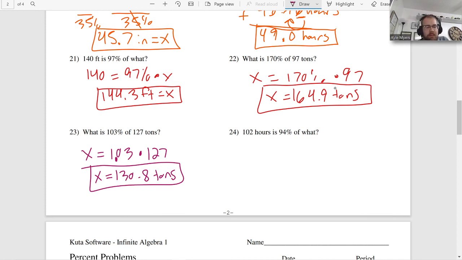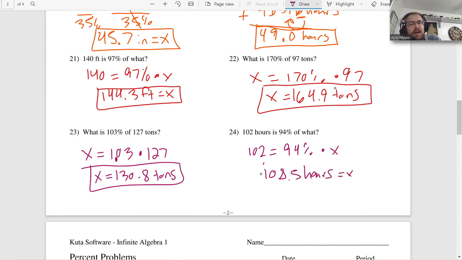And last one. We are rounding this off. Oh, you know what? Let's set this one up. This one we do have to solve, so I like to write it out if we have to solve it, so we can at least get the setup here. So we're going to have to divide both sides by 94%. This is 102,102. That's a big number. Divided by 0.94, and we get 108.5 hours. And that's X.